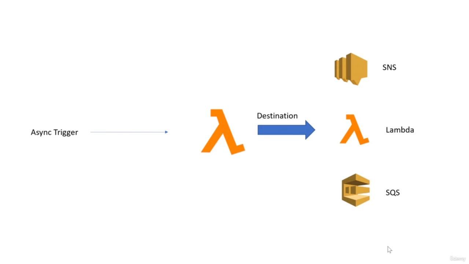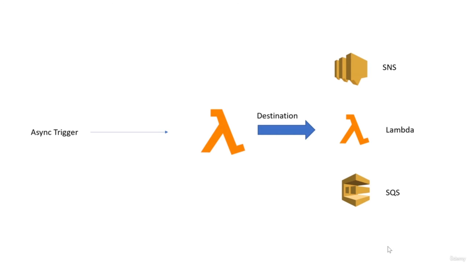Okay, so now let's talk about the concept of destination. Whenever an asynchronous trigger triggers a Lambda function, the response of that Lambda function is not returned back to the trigger. However, using destination, you have the option of sending the response of that particular Lambda to the following. You can either send it to an SNS, an SQS, or a Lambda function. So let's implement this practically.